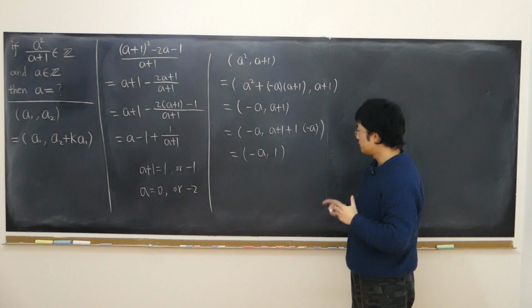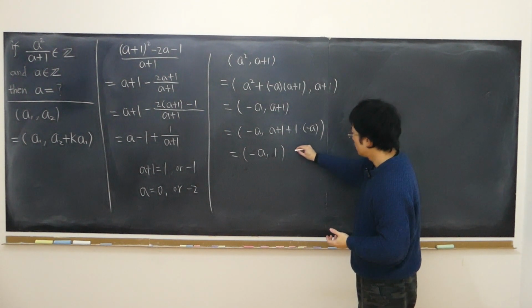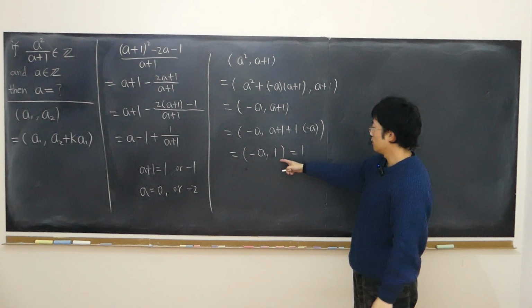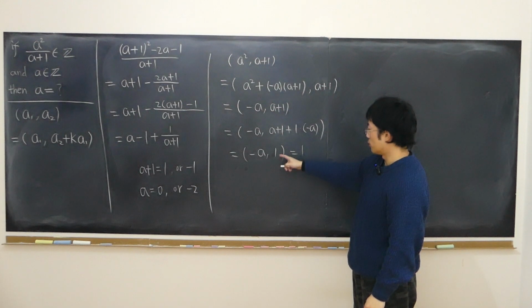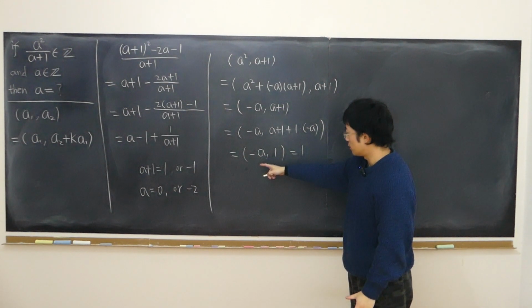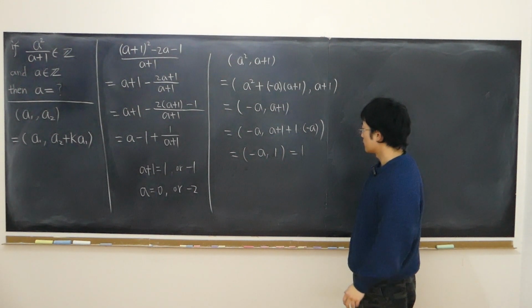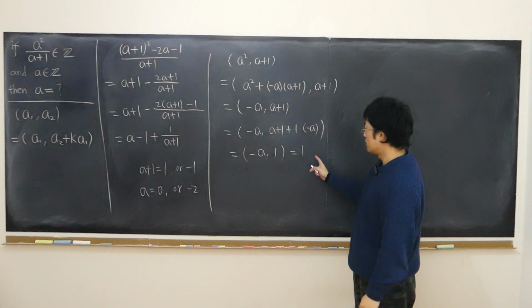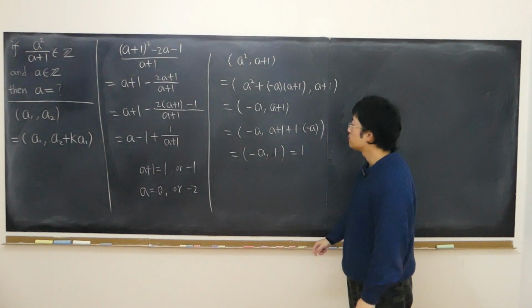So what's their greatest common divisor? Easily 1. Obviously 1, because simply I have a 1 here. No matter what the value of a is, because I have a 1 here, no other integer that's larger than 1 can divide into 1.